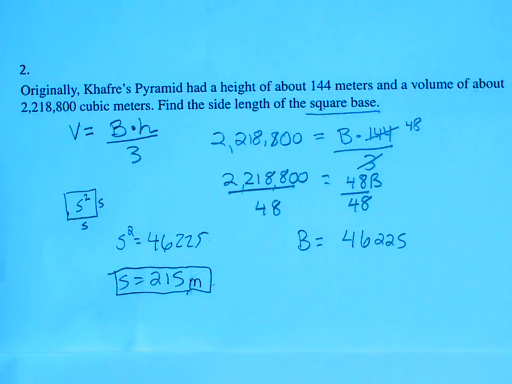Now all these numbers came out really, really nice. They're all whole numbers. They all have perfect squares, so it all came out great. So this is example number 2.